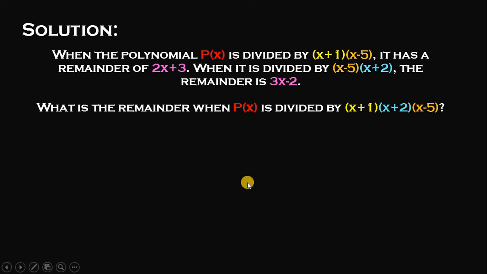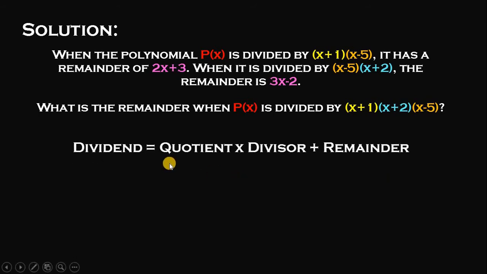To answer this question, we will use the concept of division. It says that the dividend is equal to the quotient multiplied by the divisor plus the remainder. Now in this case, the dividend is not an integer, not a fraction, not a decimal, but the dividend, the quotient, the divisor, and the remainder are all polynomials.